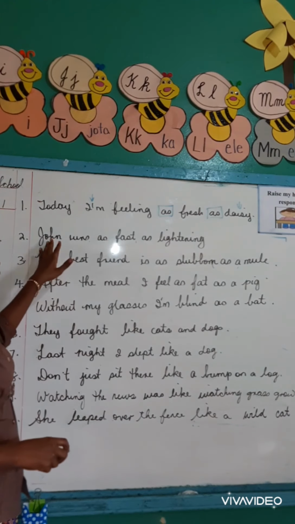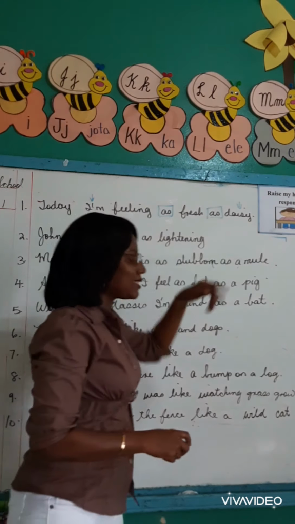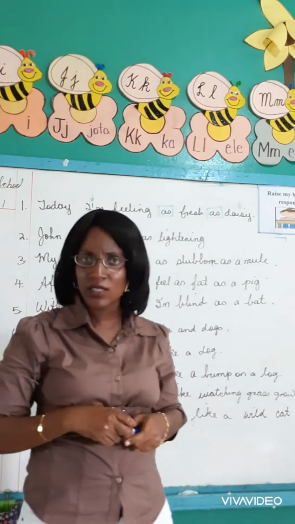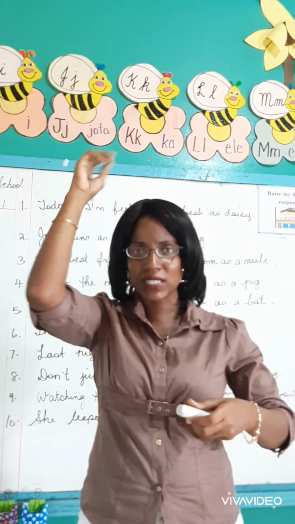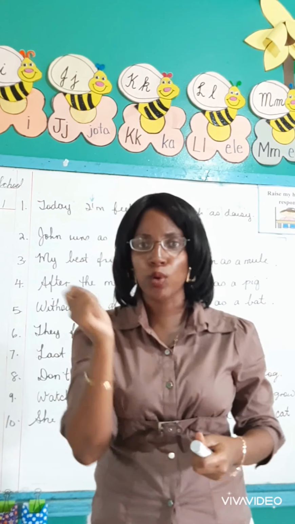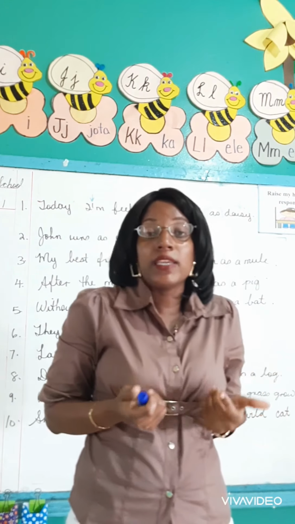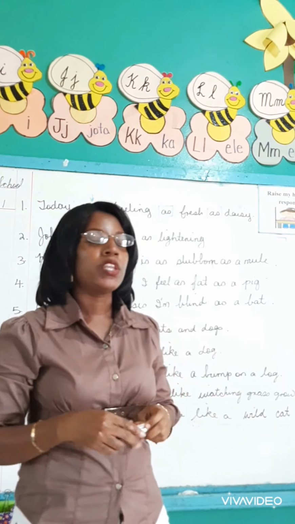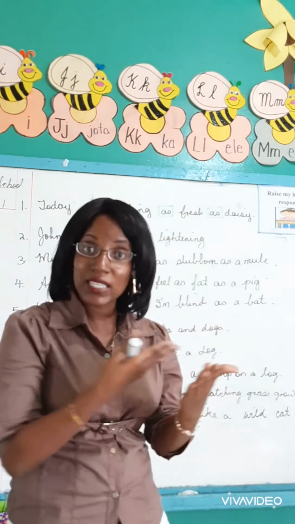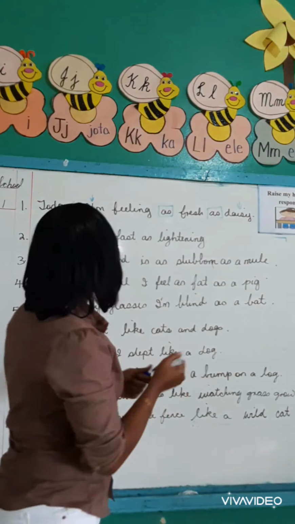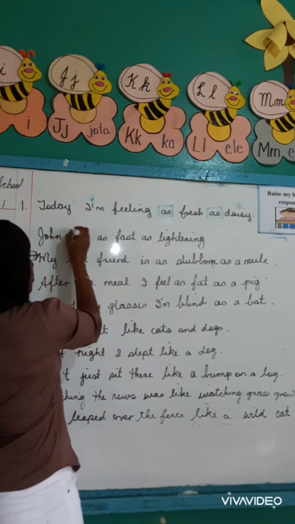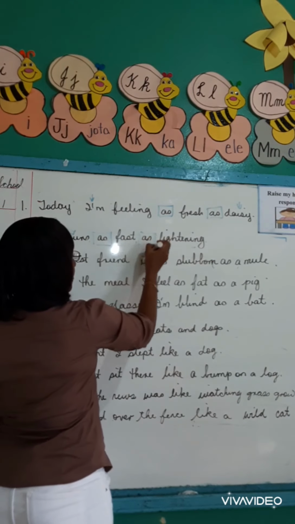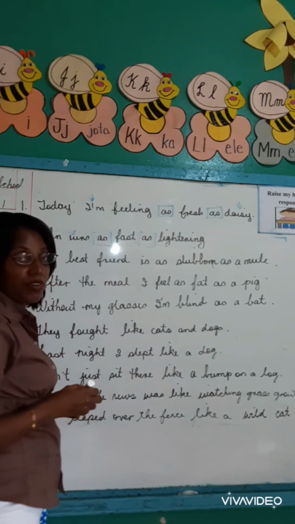The next one is, John runs as fast as lightning. Do you think someone can run as fast as lightning? You know, lightning goes fast. It comes from the sky. It just comes down like a bolt of fire. So can he really run as fast as lightning? No, he can't. But they're comparing how fast he runs with the lightning. So they're comparing John running and lightning, and they're using the as pattern. And they're saying that he runs fast.